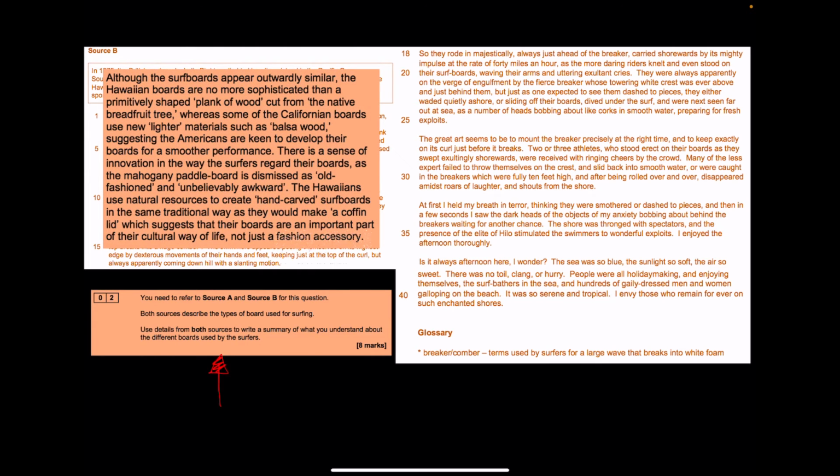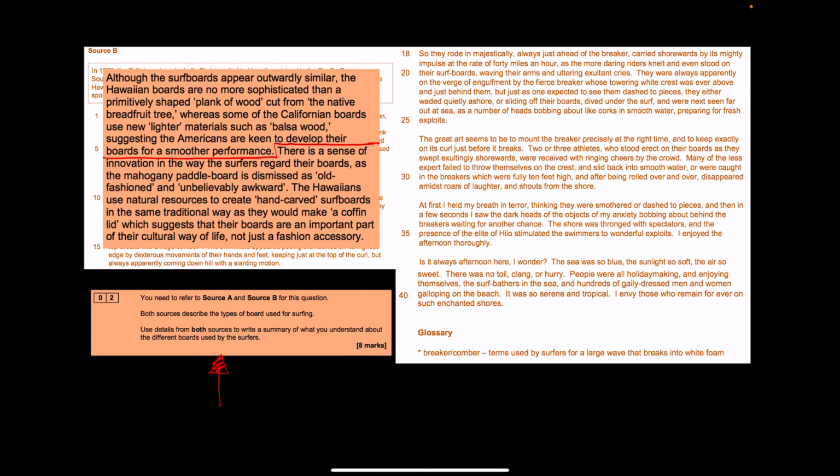Okay, so here is a level 4 answer. Although the surfboards appear outwardly similar, the Hawaiian boards are no more sophisticated than a primitively shaped plank of wood, cut from the native breadfruit tree. Whereas some of the Californian boards use new, lighter materials such as balsa wood, suggesting the Americans are keen to develop their boards for a smoother performance. So, although it may not have outwardly said that, you've got to infer or understand that yes, that could be the case because the Americans have tried to adapt their boards to make them better.